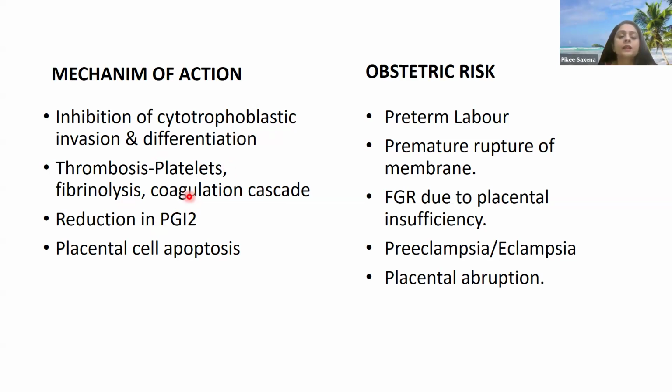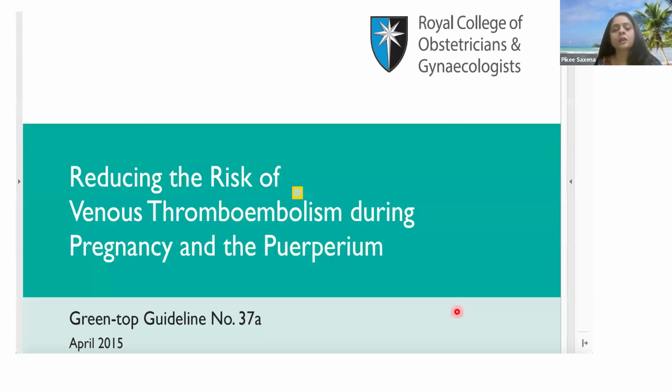So mechanism of action, we all know, there is inhibition of cytotrophoblastic invasion and differentiation. Thrombosis is there, platelets, fibrinolysis and coagulation cascade are involved, with reduction in PGI2 and placental cell apoptosis. So what all problems can occur? Preterm labor, PROM, FGR, preeclampsia or eclampsia, placental abruption.